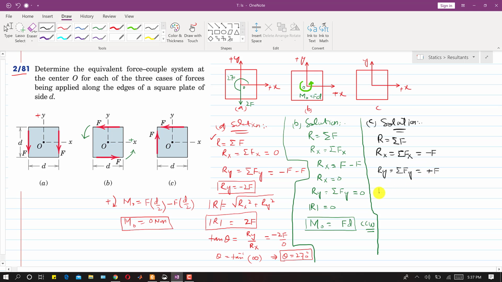So the magnitude of R will be equal to the square root of R x square plus R y square. So it will be the square root of minus F whole square plus F whole square, so we will get root 2 F. So this will be the magnitude of the resultant.